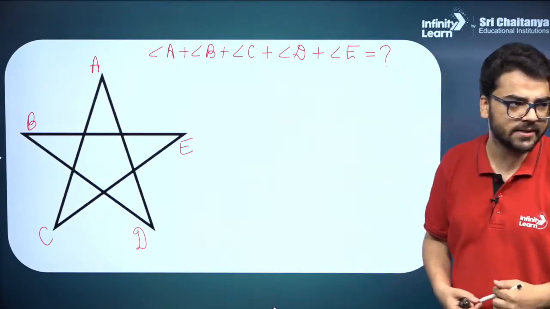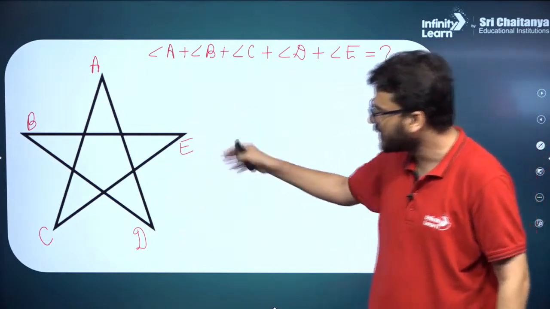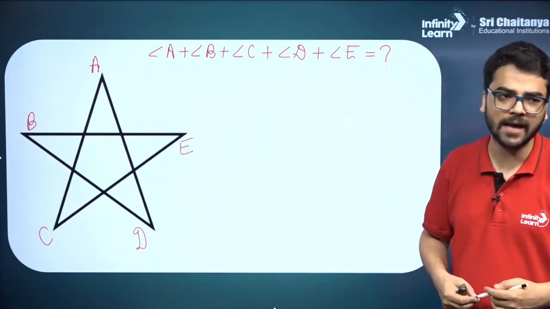Samarpita is getting 360 degrees. What about other students? So A, B, C, D, E. You have to find the sum of these angles over here.